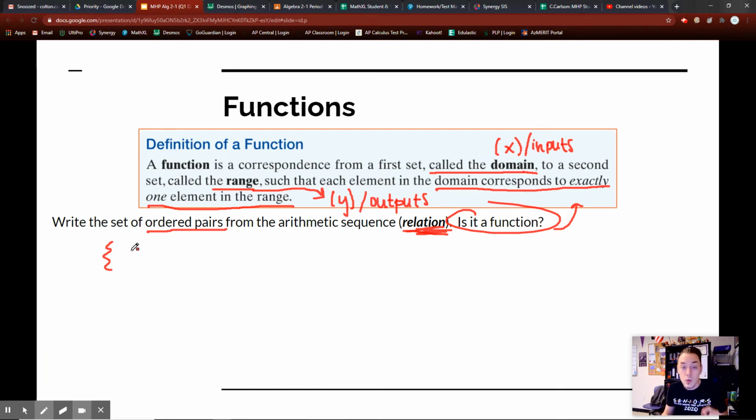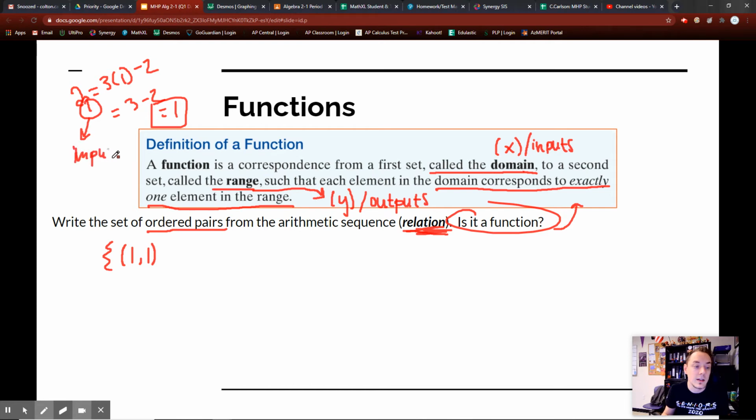Now go back. We got our first term, a sub 1. What did I get out for a sub 1? What was my first term? When I plugged it into the function, we got 1 out. Go back through your notes, we did this. I'm just going to briefly show you. A sub 1 was 3 times 1 minus 2, so this was 3 minus 2, and this is 1. Now watch this. This is our input. This right here is our output.